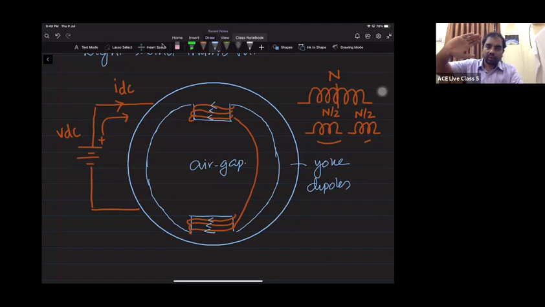If we apply the right hand thumb rule on the upper side, you can see I place the four fingers along the direction of the current. Then we can see that with respect to the upper pole, the magnetic field lines are coming out. From this pole, the magnetic field lines are coming out.